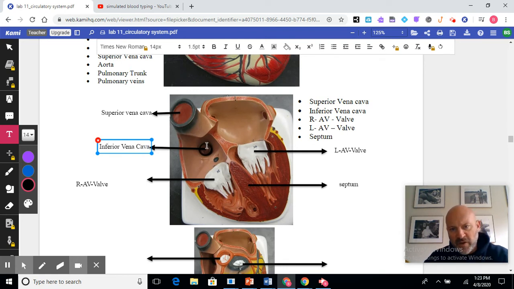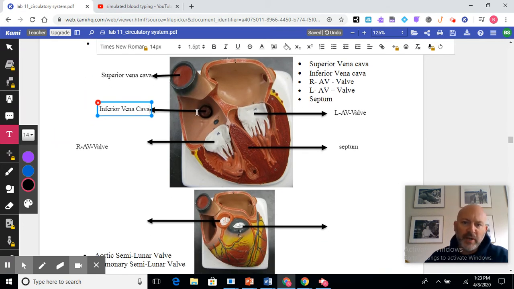Okay, so the inferior vena cava is draining blood from the lower part. So this is the right atrium here, right? So there's 2 blood vessels that allow blood to be drained into the right atrium. This is the inferior vena cava, taking blood from the lower body parts. And then this is the superior vena cava, draining blood from the upper body parts.